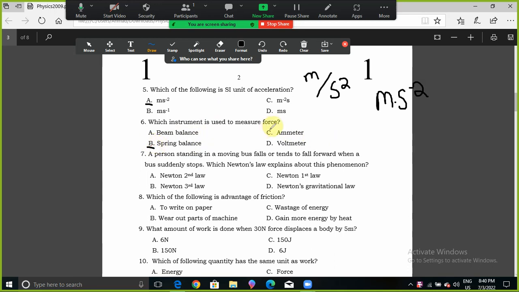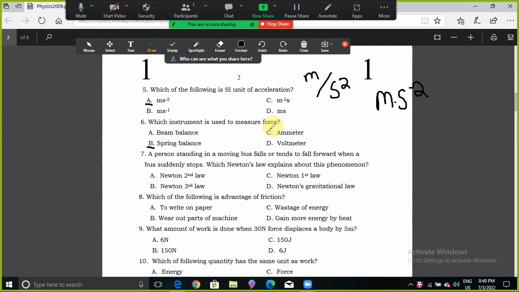Now question number 7 says, a person standing on a moving path falls or tends to fall forward when the path suddenly stops. Which Newton's law explains this phenomenon? Question number 7 is an example, right? The options are second law, third law, first law, and Newton's gravitational law. Because he said a person standing on a moving path tends to fall forward when the path suddenly stops.